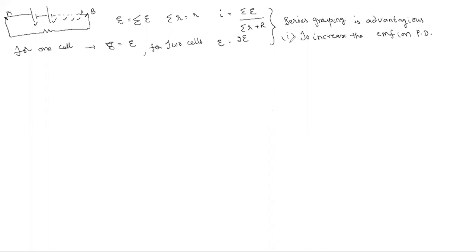No, sir. Number two: for a given number of cells, the current through the resistor will be the same. What I'm saying is, suppose I'm taking 10 cells. For 10 cells, the total current is 10E by R plus 10R. Am I right? Yes, the current will be the same passing through the resistor.